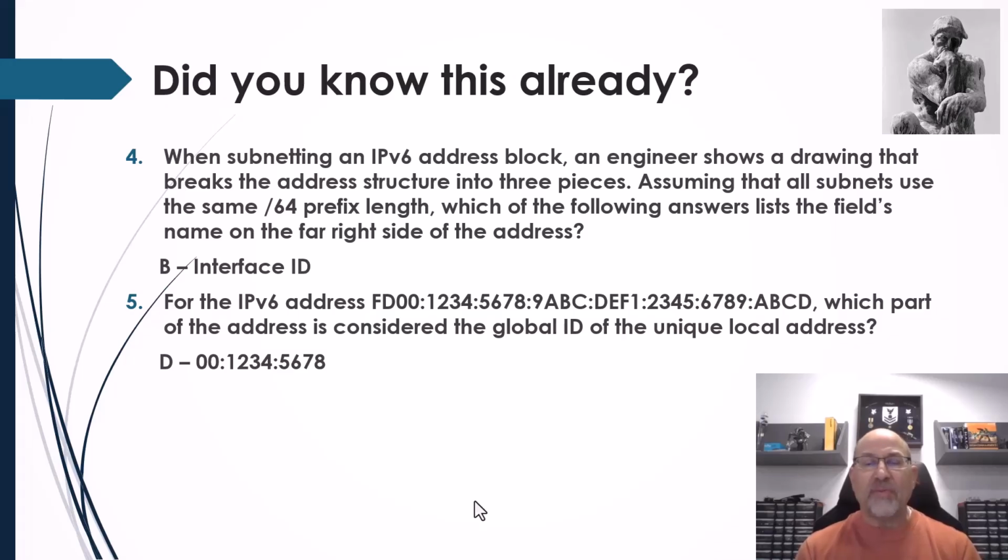For the following IPv6 address, which part of the address is considered the global ID of the unique local? Well, that was why I had that in red in the earlier part of this presentation. So the part beginning after FD, that is the global part of the prefix. So 0, 1, 2, 3, 4, 5, 6, 7, 8, right? So that 40-bit chunk is the global ID for the unique local address. Whew, that is a mouthful.